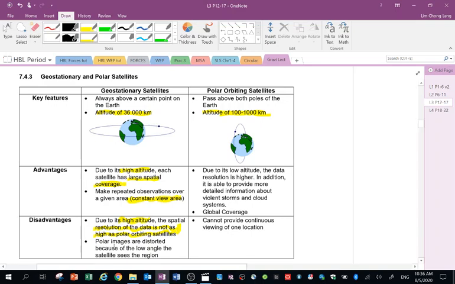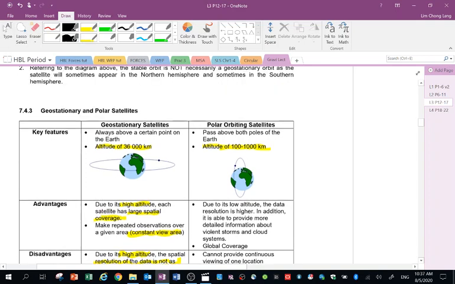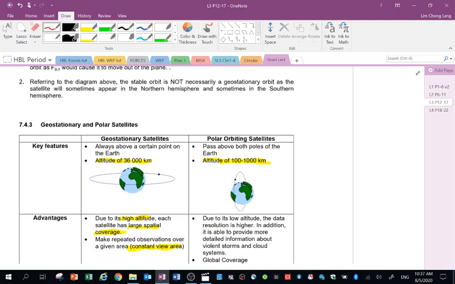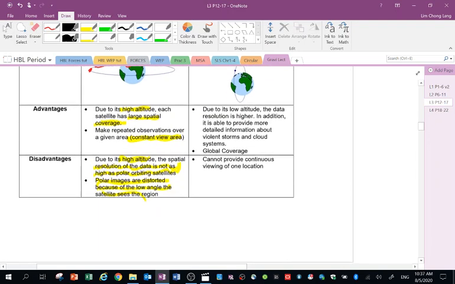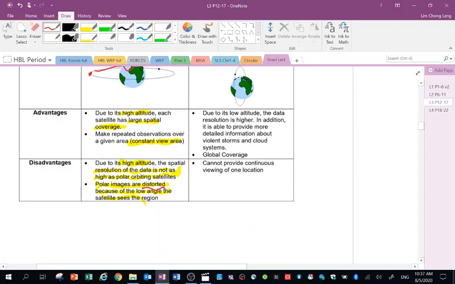What about this? Polar images are distorted. Polar images distorted because of low angle. Let's look at the geostationary satellite here. If a geostationary satellite tries to view the pole, you'll find that the angle to the surface is actually very small. So the area of the pole as viewed by the geostationary satellite is distorted, right?